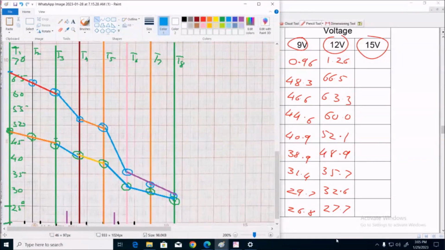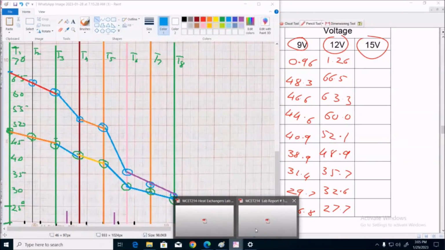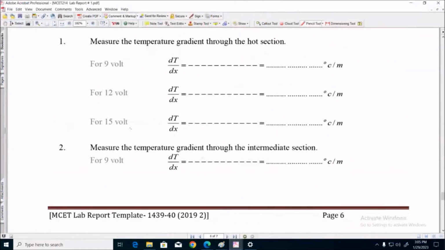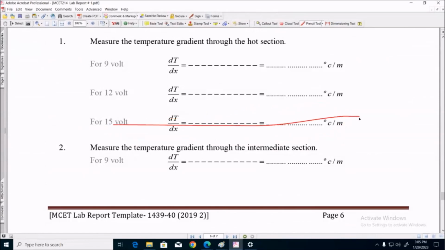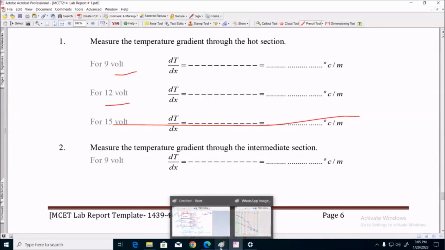Now you go to the report, writing conclusion from the graph is little. For 9 volt and now 15 volt, I will cancel it. There is no 15 volt. So 9 and 12. So measure the temperature gradient to hot section for 9 volt, dt by dx. So how I get this for 9 volt and 12 volt, I will explain here with the help of graph now.